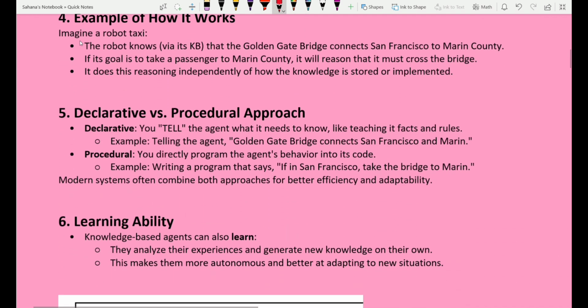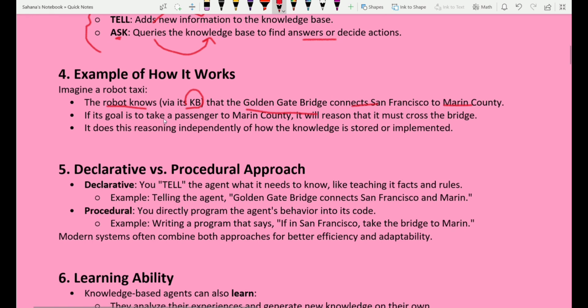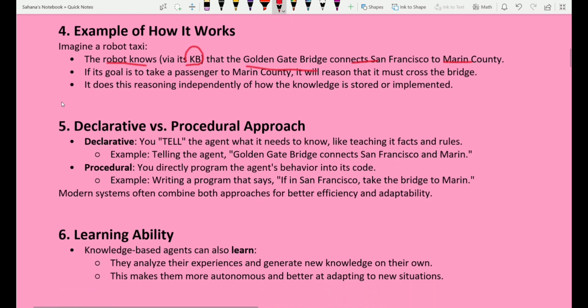Imagine a robot taxi. The robot knows in its knowledge base that the Golden Gate Bridge connects San Francisco to Marin County. If its goal is to take a passenger to Marin County, it will reason that it must cross the bridge. It does this reasoning independently of how the knowledge is stored or implemented. The knowledge is stored in its database, and using that, the robot will take the passenger to Marin County.